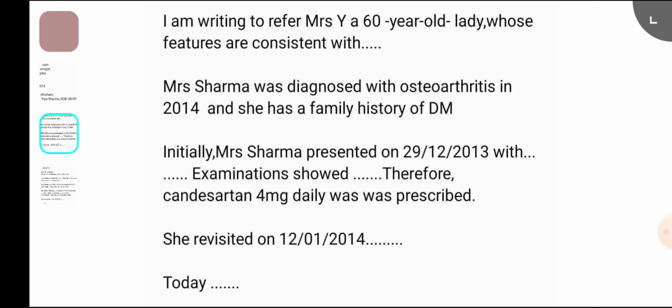Okay, let's make it. Initially, Mrs. Sharma presented to me with a headache and neck stiffness. Examination showed Kernig's sign was positive, say for example. Therefore, an LP was advised and she was commenced on antibiotics.